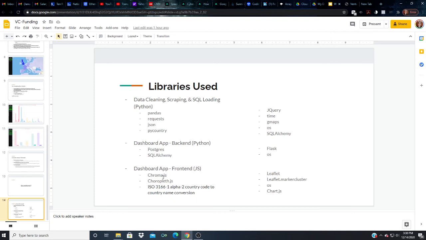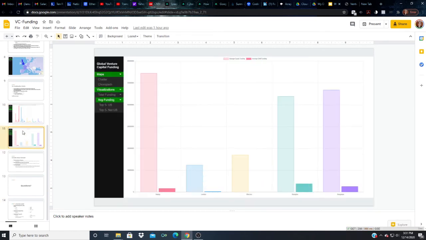And then the dashboard app has Chroma.js for some of the different colors for the legend. Choropleth.js, which was an add-on to Leaflet. Leaflet is an add-on to Mapbox that makes it easier to use and manipulate and make fancier charts. And then just some more country code conversions. Chart.js was actually used to make these bar charts. So these are the standard Chart.js bar charts.